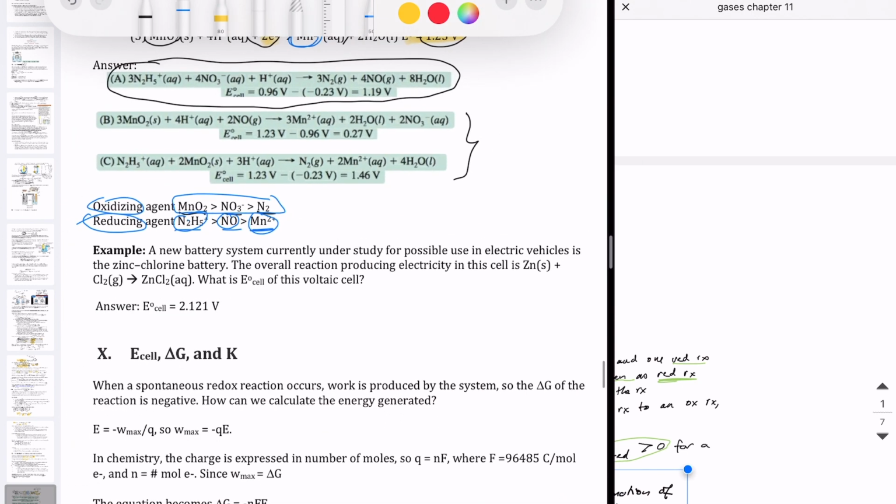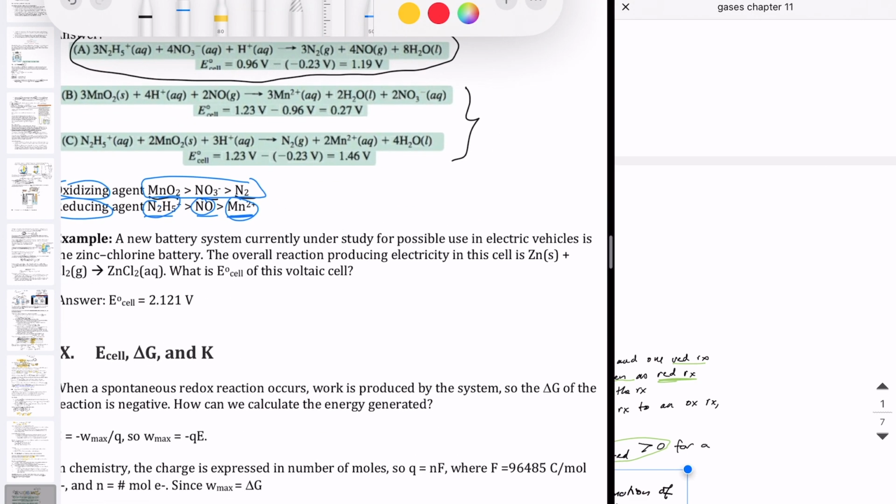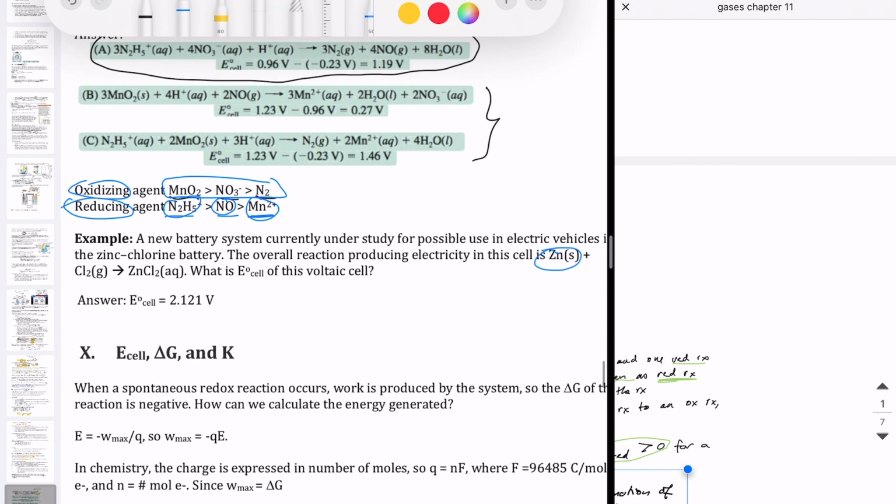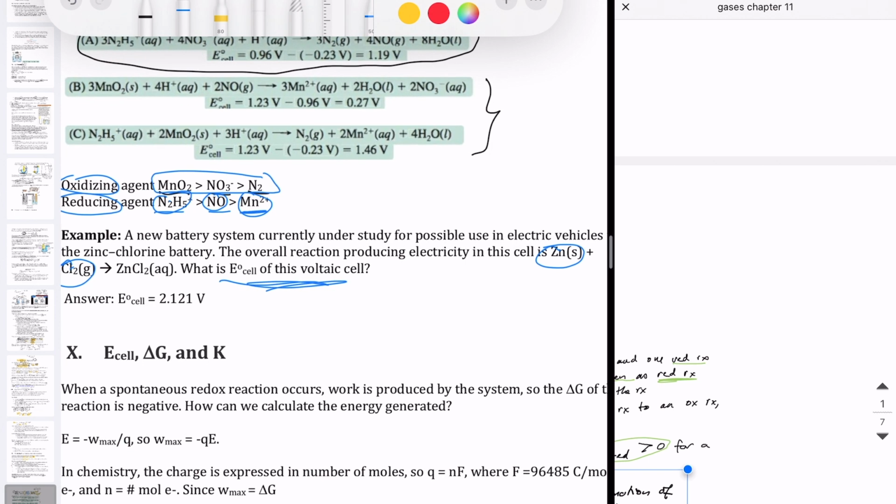I want you to also think about this particular question right here. You have a new battery system that you're trying to create from zinc and chlorine. The question is, what's the E cell of this? So what you need to do here is look at the zinc going to zinc 2 plus, okay? You need to find what the zinc going to zinc 2 plus reaction is in terms of its half cell potential. And then you need to look at chlorine going to chloride and what that half cell potential is. So this one is your oxidation, this is your reduction.